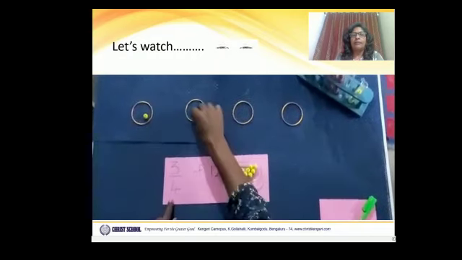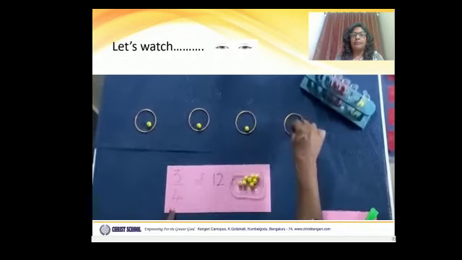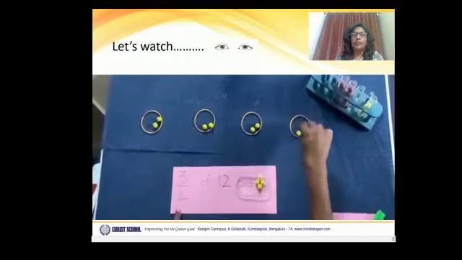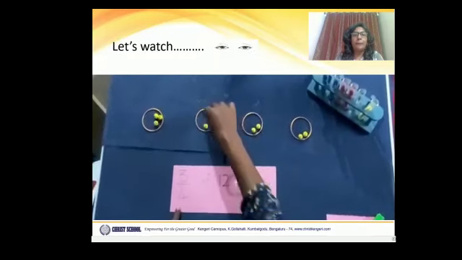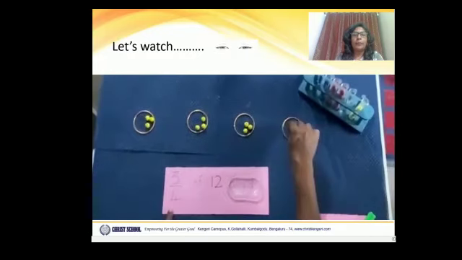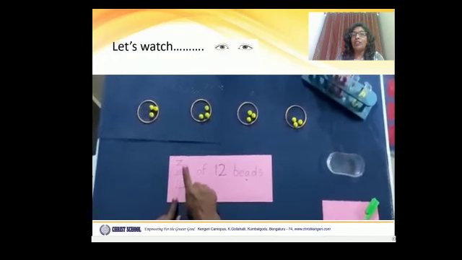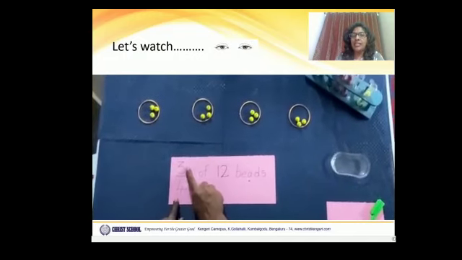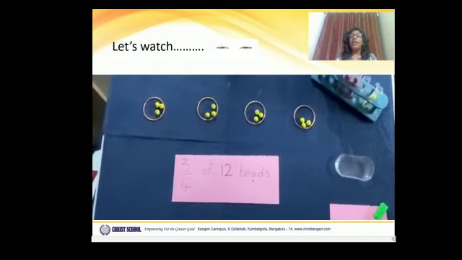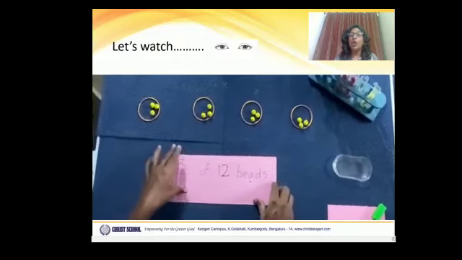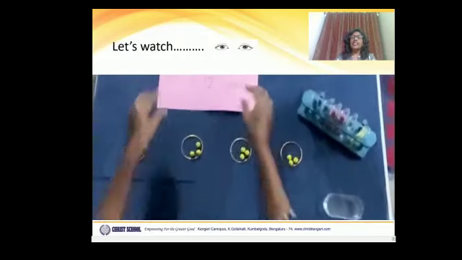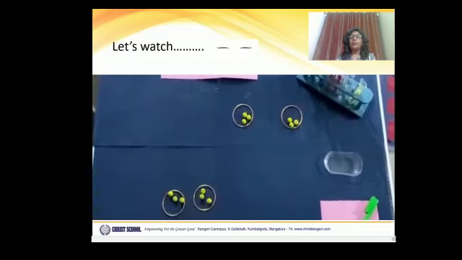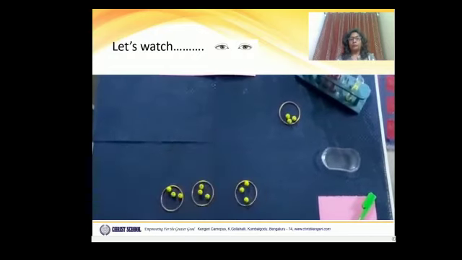1, 2, 3. So each group got 3 beads. And what is the numerator there? 3. So it says you should count only 3 groups. Among the 4 groups, you have to count only 3 groups. So let's count. 1 group, 2 group, and the third group.